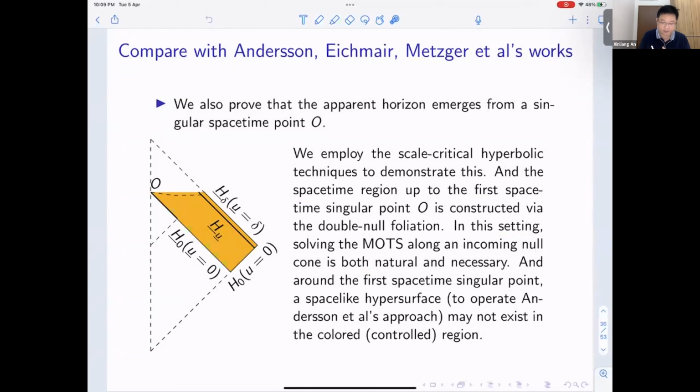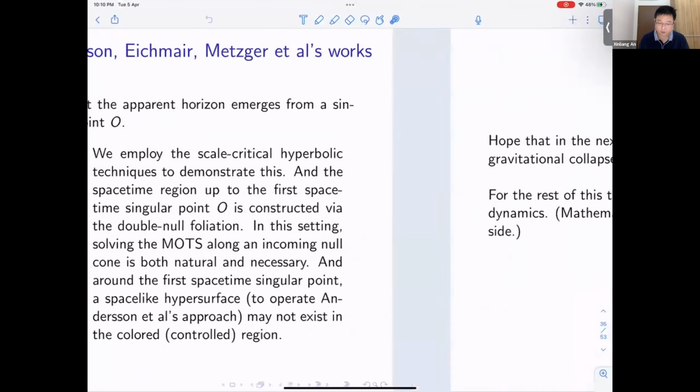Natural, because we use double null foliation. Necessary, because we can only control the spacetime region along a certain angle, starting from one very close to O, because we want to approach O, right? So we cannot probably even construct a suitable spacelike slice to operate there. In order to consider the region close to O, we really need a different approach, which is here. So, right.